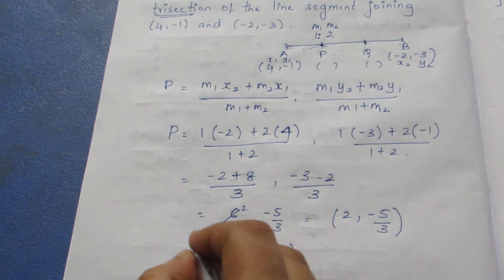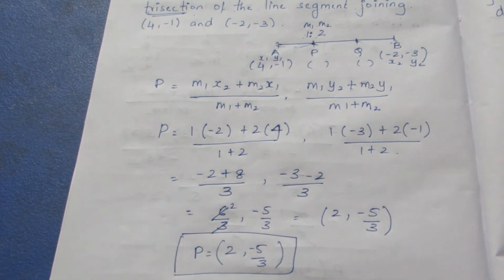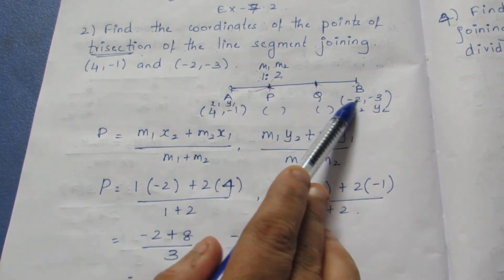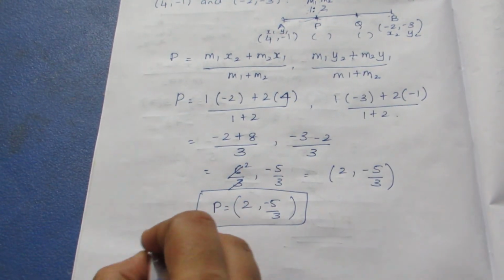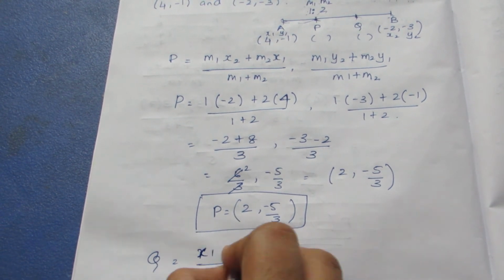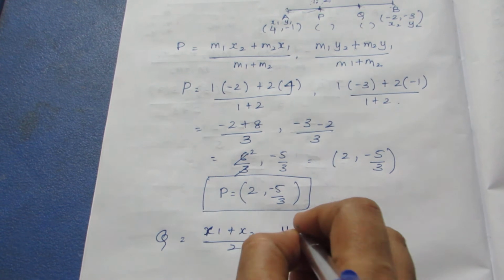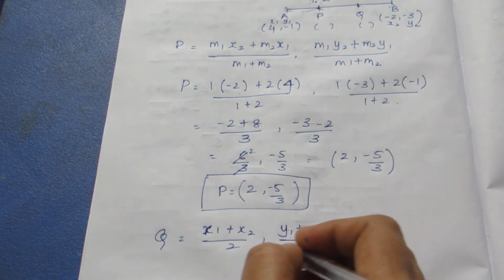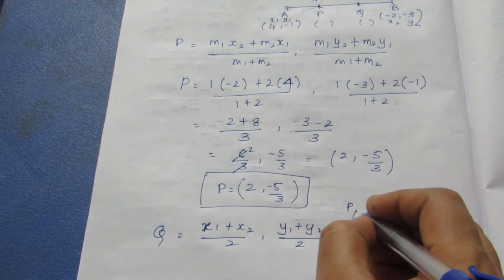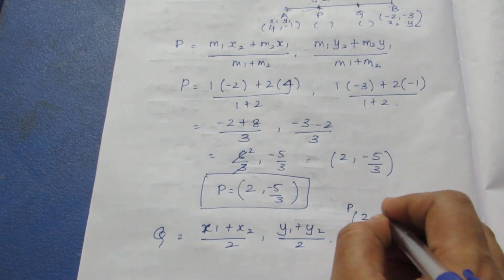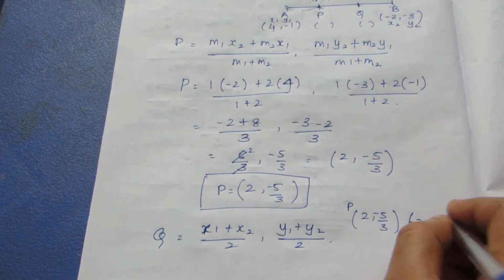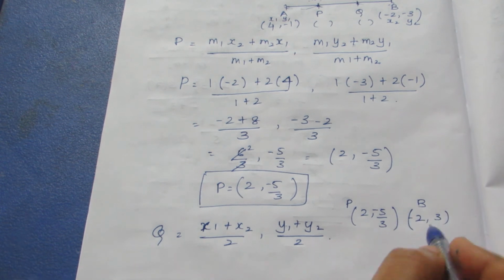We have found P. We need to find Q. As I said before, it is in between P and B. So we can take the midpoint formula for P and B to find Q. So for Q, I am going to take the midpoint formula, that is (x1 + x2) by 2, (y1 + y2) by 2. While taking the formula, we need to be careful to take the coordinates of P and B, because Q is in between P and B. So your B is (-2, -3). So I am going to take the P and B points.